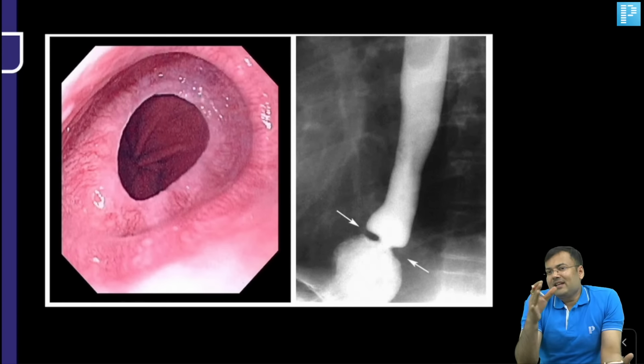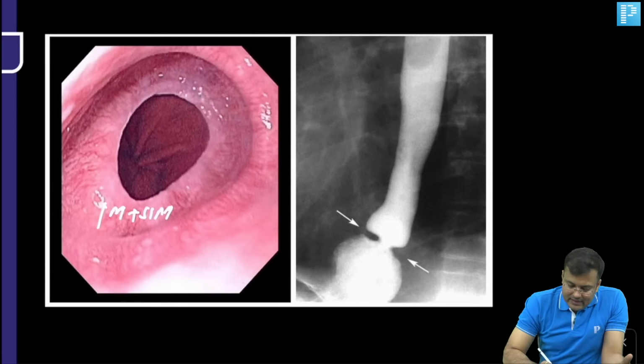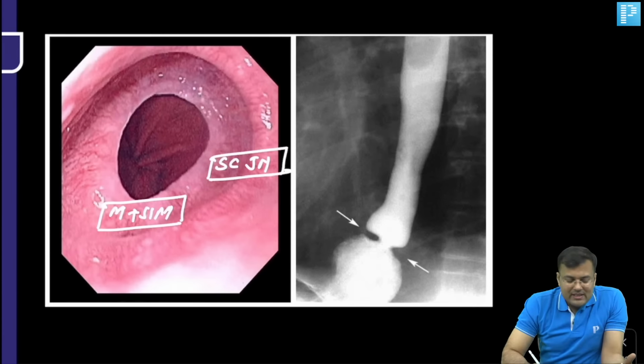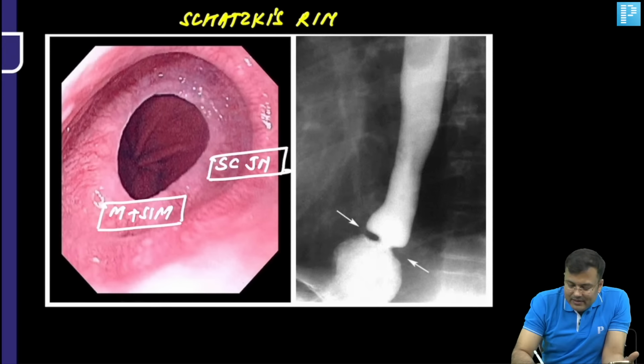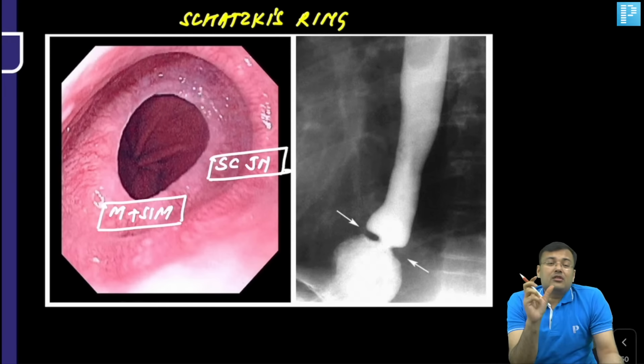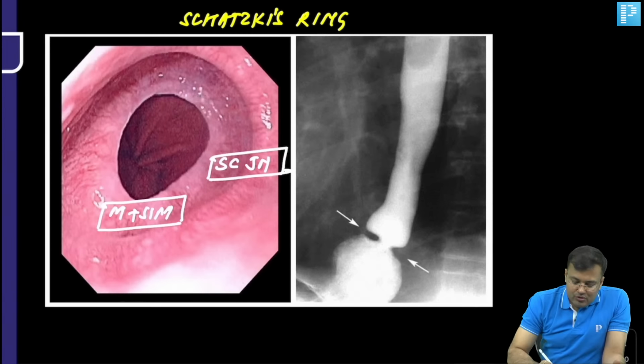Can you see there is concentric symmetric narrowing typically at the squamo-columnar junction, and it is having only mucosa and submucosa. What is the name of this ring? Everybody is correct. This is Schatzki's ring, and since it is a ring, what will happen if the patient eats solid foodstuff, especially meat? That meat is going to get stuck.